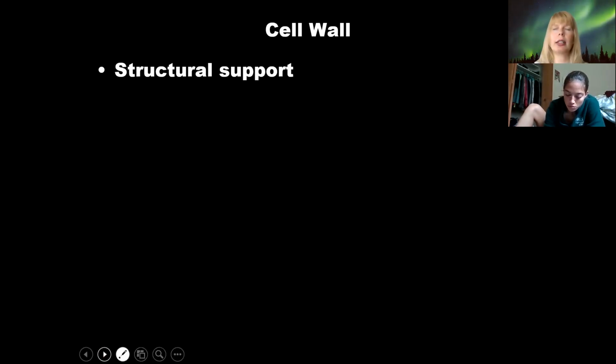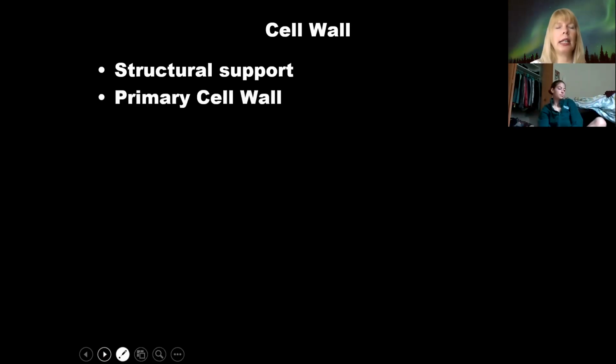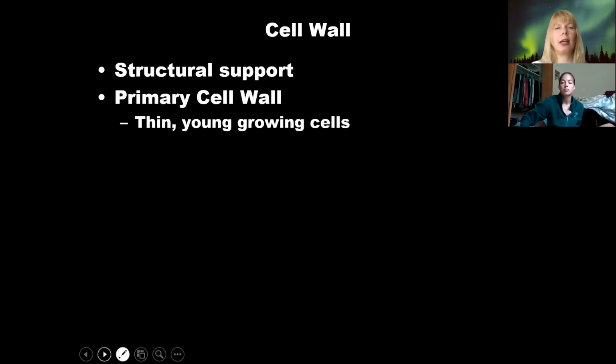And there's different kinds of cell walls, and we'll get into that. So really, this is their structural support. They don't have a skeletal system. So this is the way that they have designed for structural support. So there's essentially two types of cell walls.